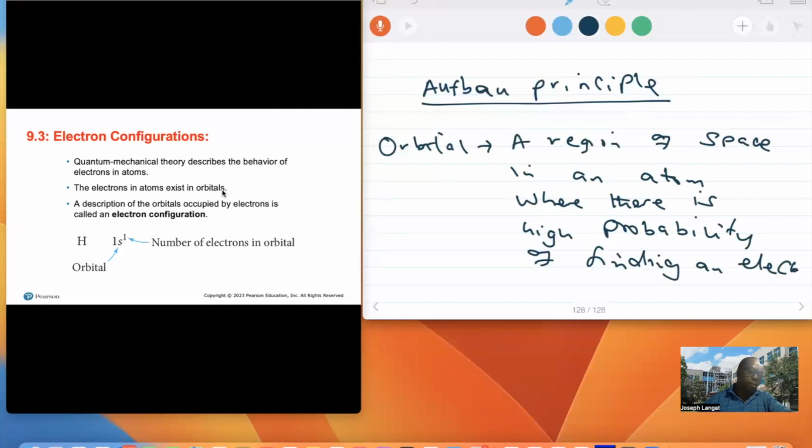You should also know this is where the electron will reside in chapter 9. The description of orbitals occupied by electrons is called electron configuration. This is hydrogen, this is an orbital, s orbital, there's p orbital, and this is the principal energy level. This means number of electrons. According to this principle, electrons occupy the lower energy level shell before occupying the higher energy level shell, and so forth.